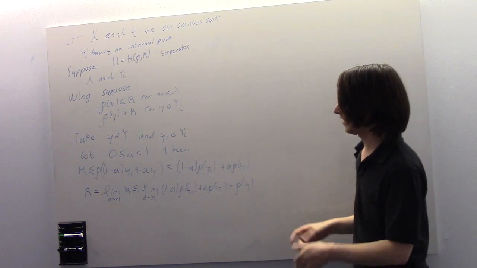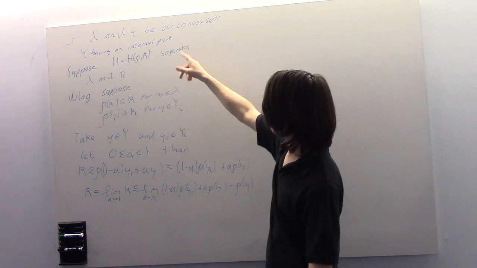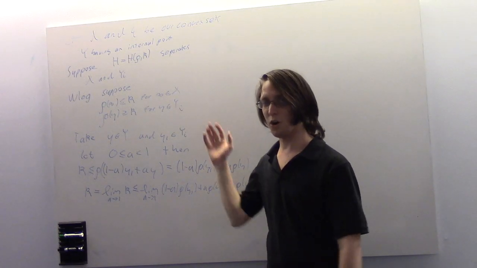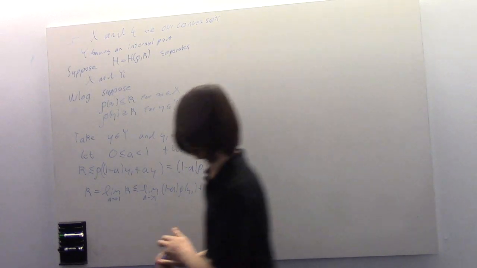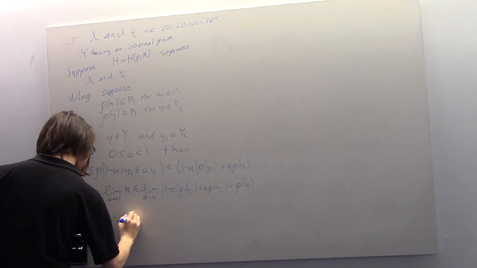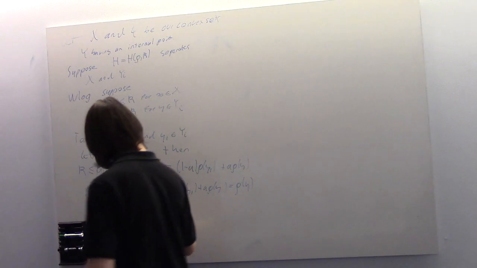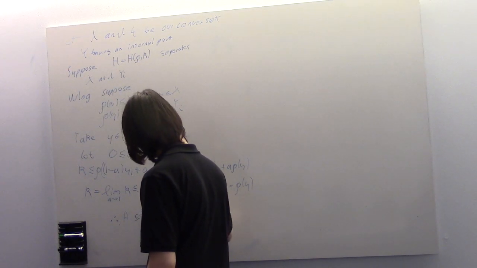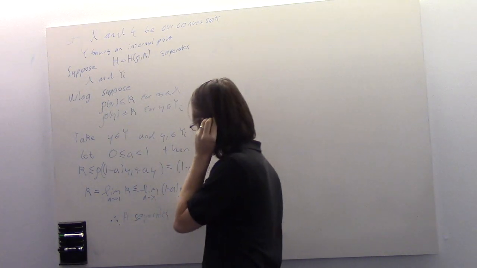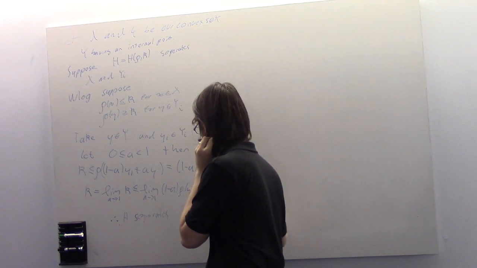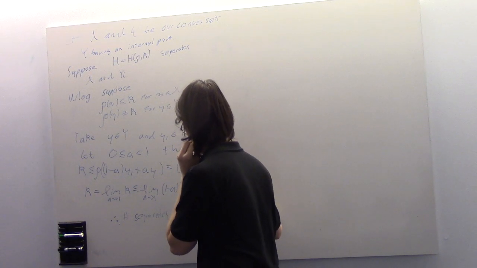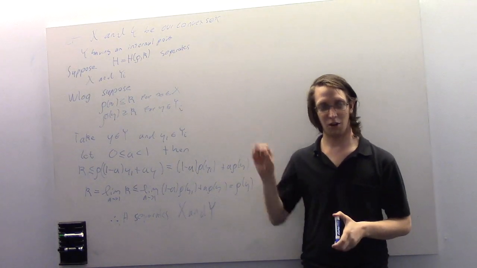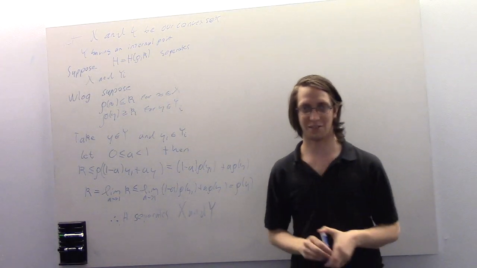And so, we get our desired inequality. Now, what does this mean? This means that we had rho separating x and the internal points. This means we can only look at the internal points. Therefore, h separates x and y. So for the remainder of this talk, we are only going to discuss the internal points.